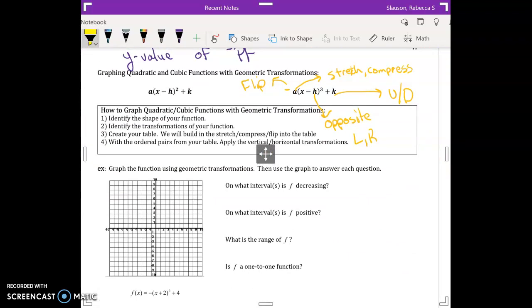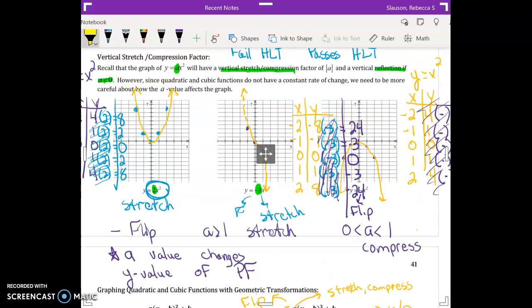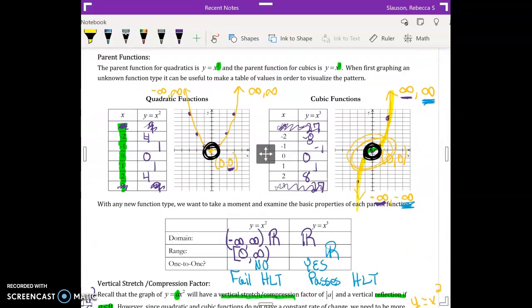So first, just what's the shape of your function? Are you graphing a quadratic? Is it a U shape? Or is it a cubic, kind of like a steep, curvy line? The next thing I will expect you to do is identify all the transformations. So you'll have to tell me if it goes left, right, if it flips, etc. We're going to make our table. Again, that is your job to have these values memorized.